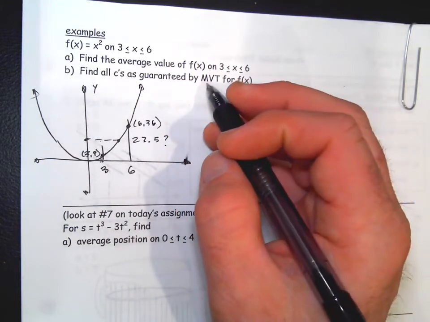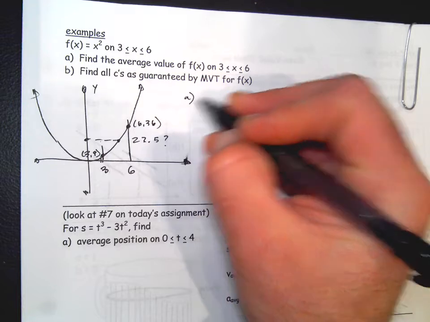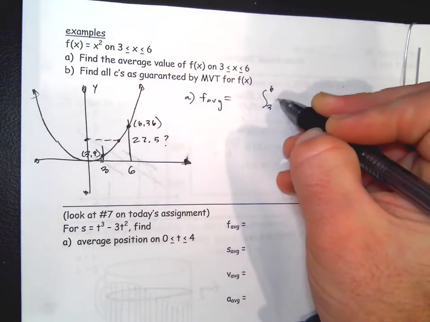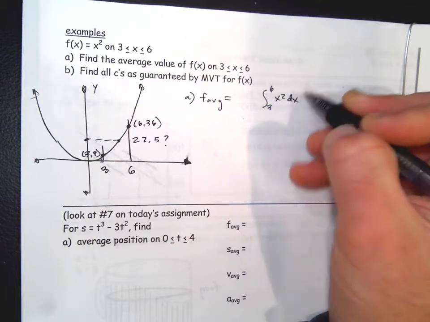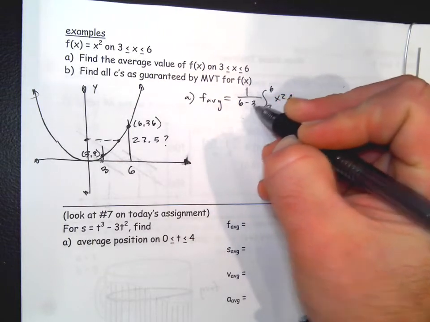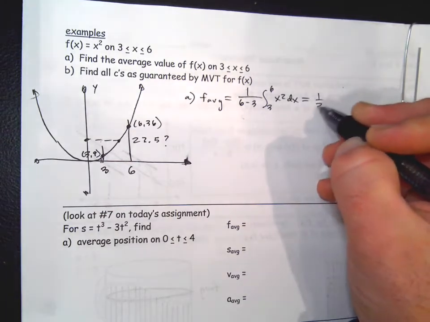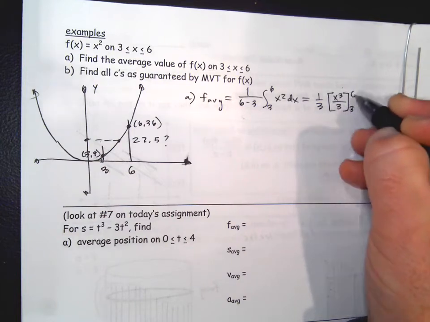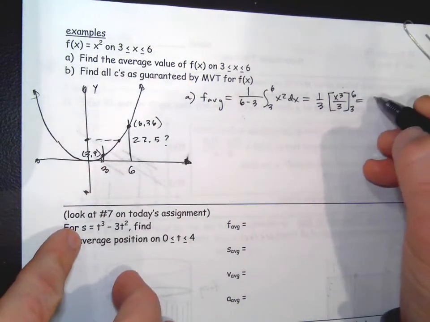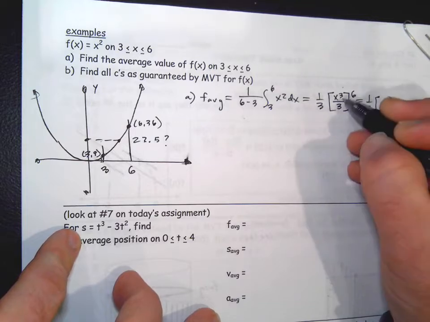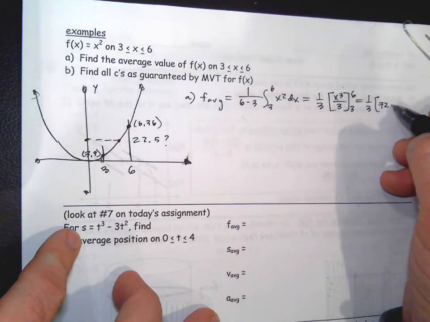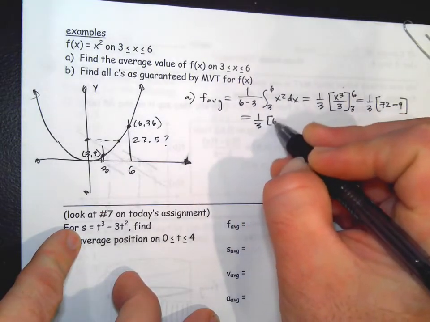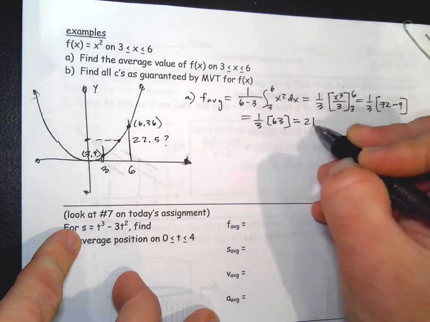All right. So how do we calculate it? Well, let's just do f average, and we said it's going to be the area under the curve, 3 to 6. Then we're going to divide by the base of the rectangle, smooth out rectangle. It's going to be 1/3. The antiderivative is x cubed over 3. So that's going to be 1/3. If you plug 6 in, it's going to be 72 minus 9. It's going to be 1/3 of 63. So it's going to be 21.